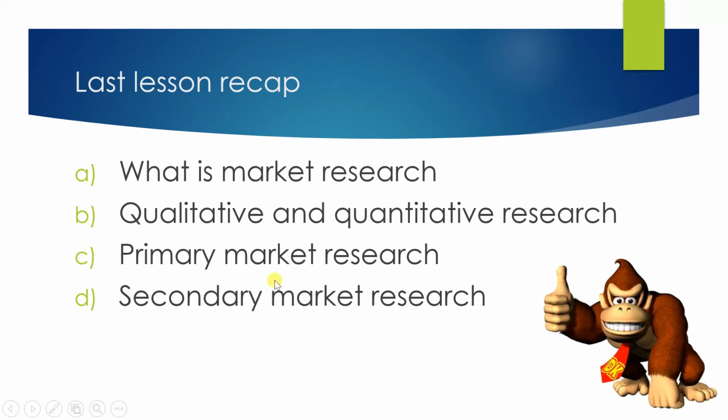C is primary market research, so that's where you go out and do it yourself, that's first-hand information. And D is secondary market research. Let's go with the word and actually call it second-hand market research. It's research that's already been done. So there you go. Donkey Kong is there to check that you've super got that clear in your head.